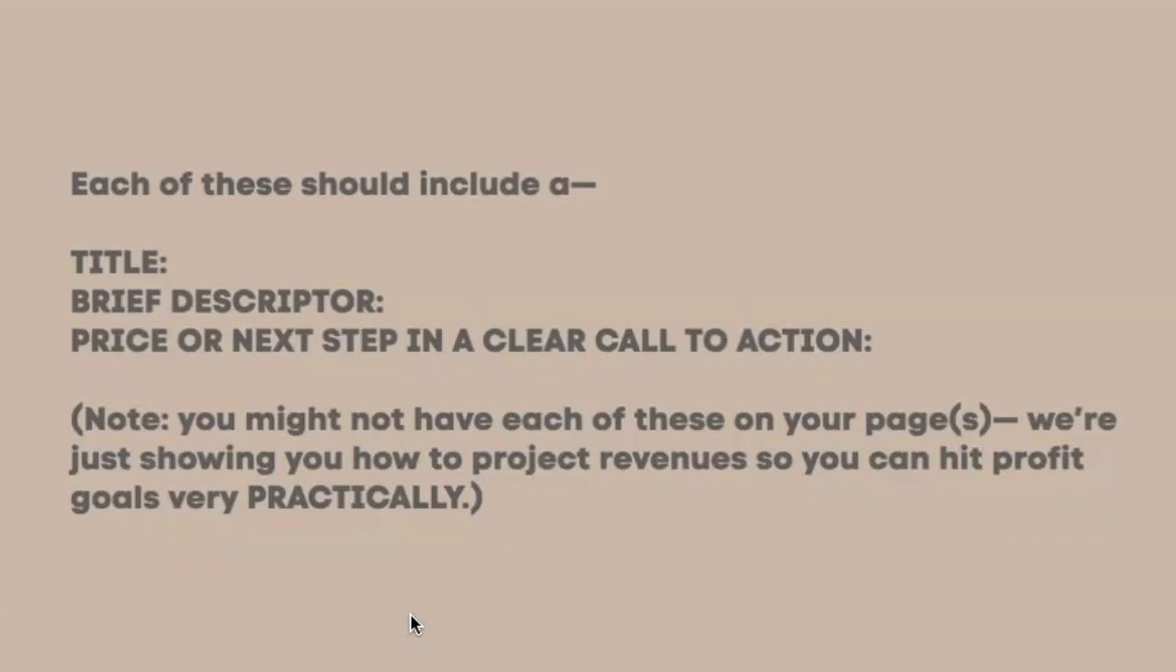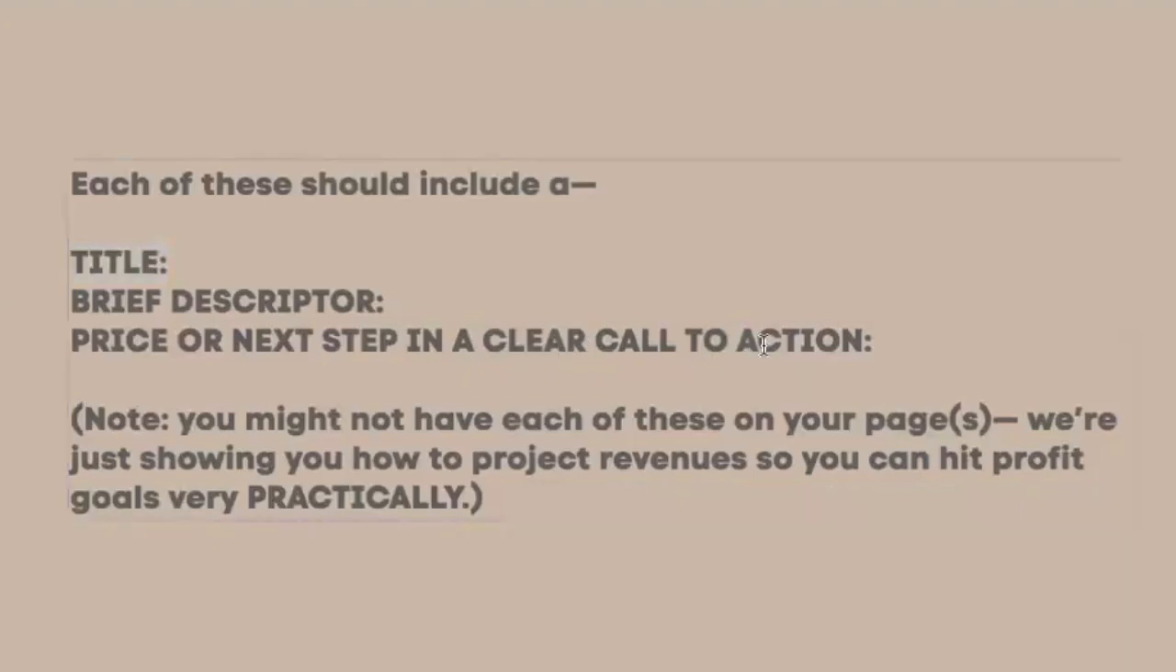So if I was selling the module on how to get paid for what you know, I would say title, get paid for what you know, course, brief descriptor. I'd say maybe 45-minute on-demand course outlining 4-step process to monetize your expertise. Something like that. I would have right here the price or the next step and a clear call to action.